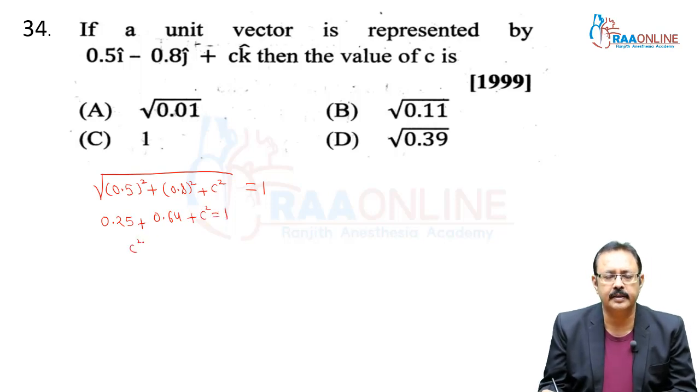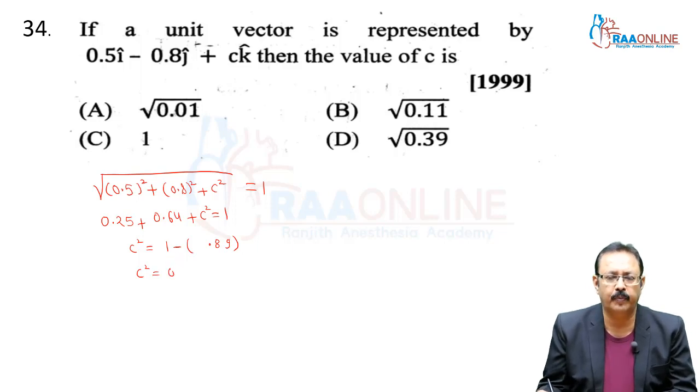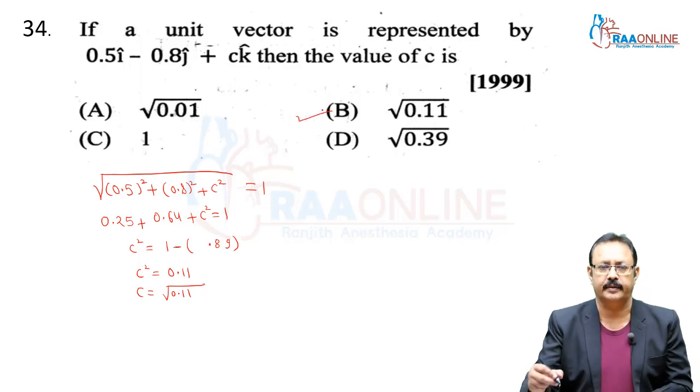So we are getting c square is equal to 1 minus, add these two, 5 and 4, 9, 6 and 2, 8. So we are getting, write it 1.00 minus 0.89, 0.11. So what is c? It should be square root of 0.11. So we are going with option B.